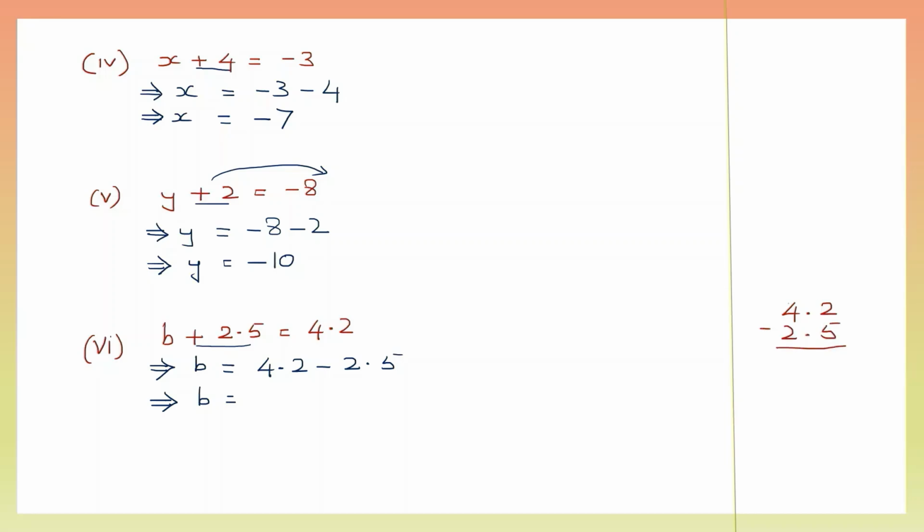Let's borrow. So this becomes 3 and this is 12. 12 minus 5 is 7. Put the decimal point. 3 minus 2 is 1. So we get 1.7. So what is the value of B? 1.7. We'll move on to the next question.